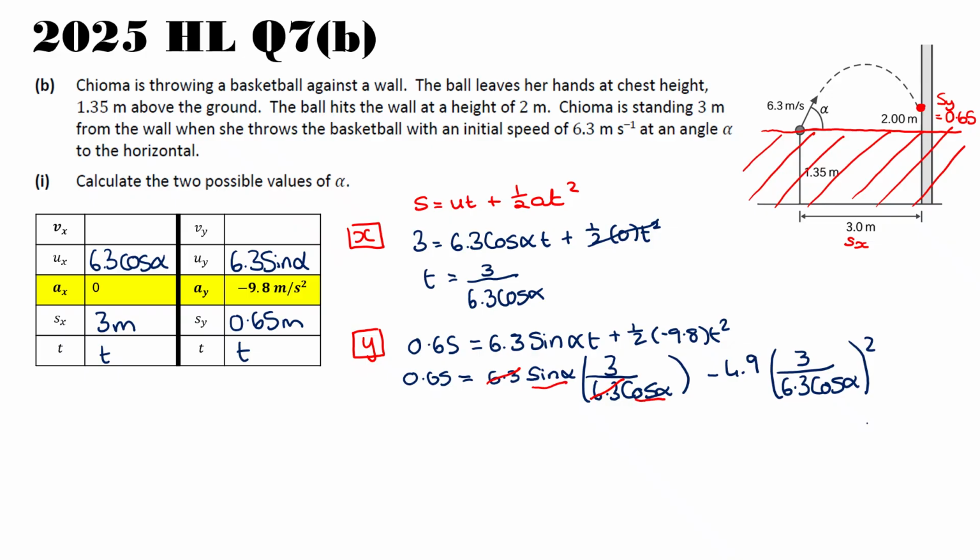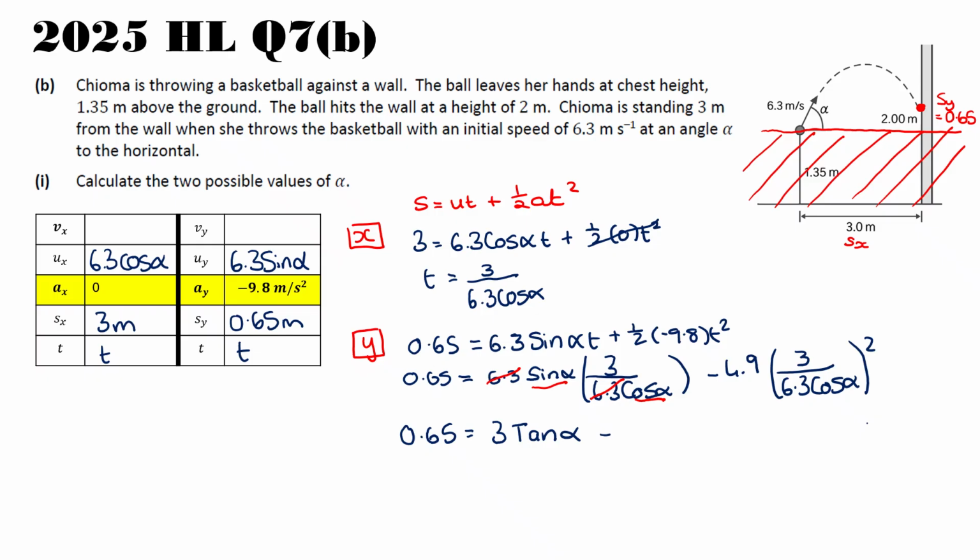We also have a sine over cos, which is going to make tan. That's from page 13 of our log tables. It's one you really need to know because we meet it quite a lot. And then we're going to do a little bit of work here. I'm going to just focus on the numbers. So we're going to do our minus 4.9 times 3 squared over our 6.3 squared.